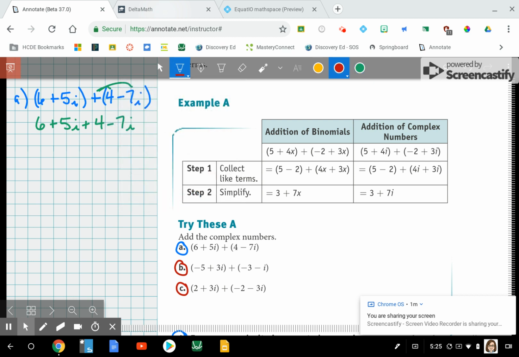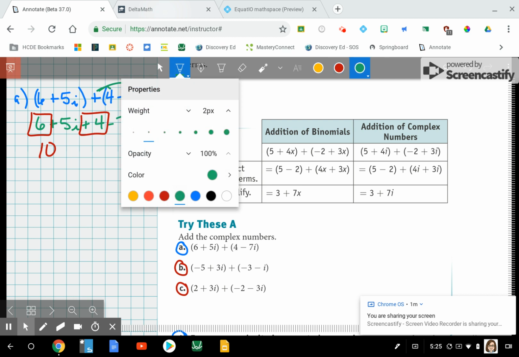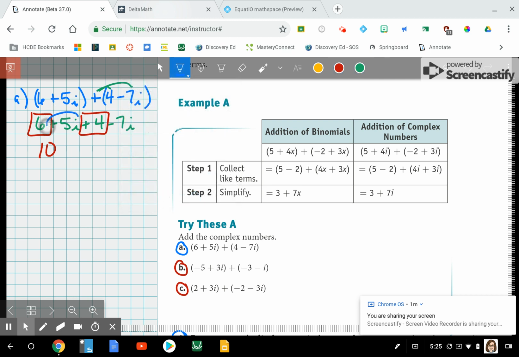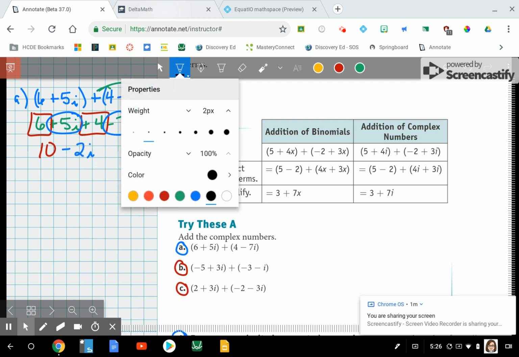Now let's combine like terms. So notice how the positive 6 and positive 4 both are real numbers. They don't have an i. We can combine those to get 10. Then we have a positive 5i minus 7i. So when we combine those, we will get a -2i. We treat i just like the variable. We're done. This is our final answer.